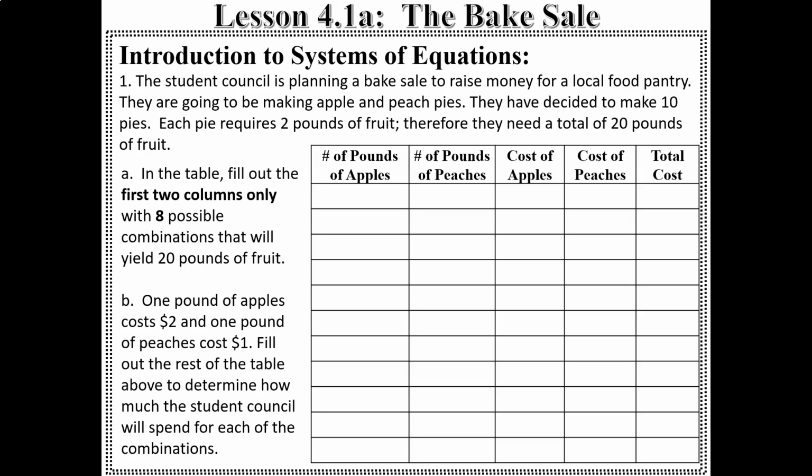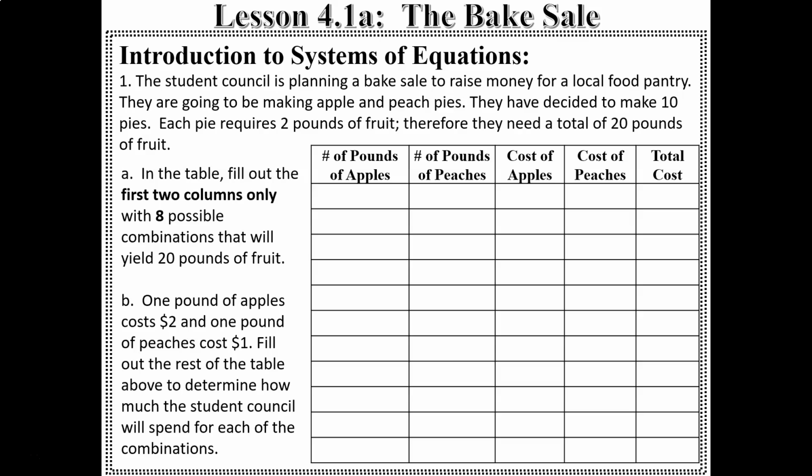So the Student Council is planning a bake sale to raise money for a local food pantry. They are going to be making apple and peach pies. They have decided to make 10 pies total. Each pie requires 2 pounds of fruit, therefore they need a total of 20 pounds of fruit. So I want you to fill out only the first 2 columns of the table right now with 8 possible combinations of apples and peaches that will yield 20 pounds of fruit.